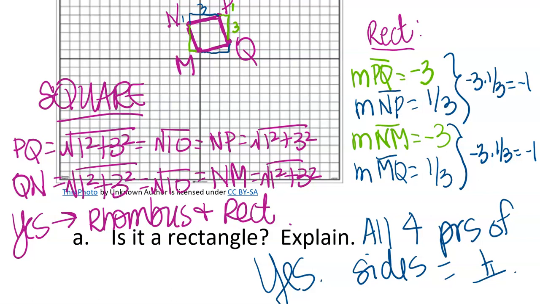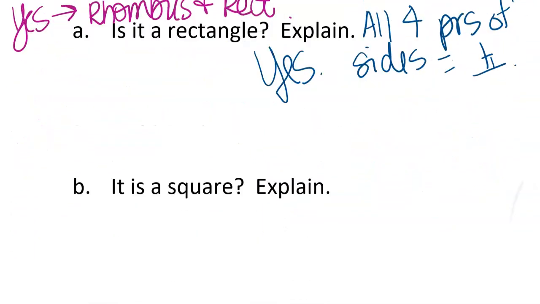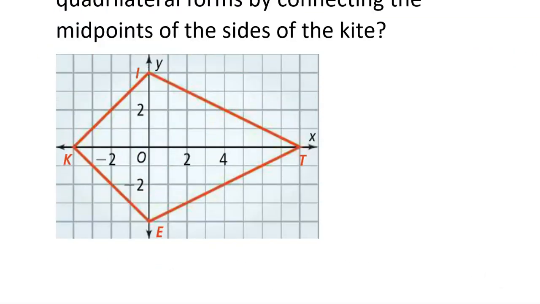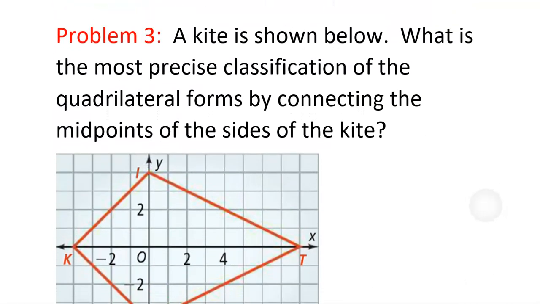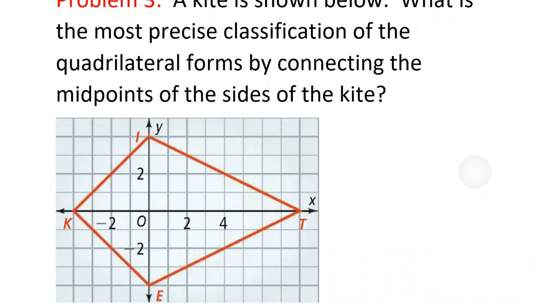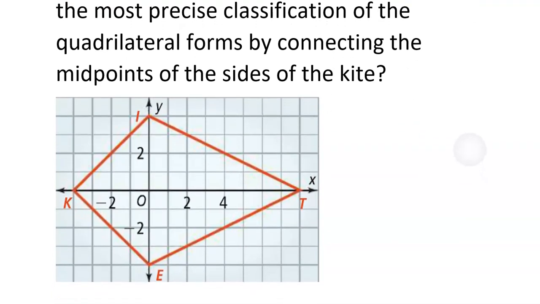Now, we're going to do one more. I think there's one more left. I have to kind of look. Yep, it's a kite. We're going to do one together, and then we're going to do one in the homework. So with this one, it says, the kite is shown below. What's the most precise classification of the quadrilateral that forms by connecting the midpoints of the sides?